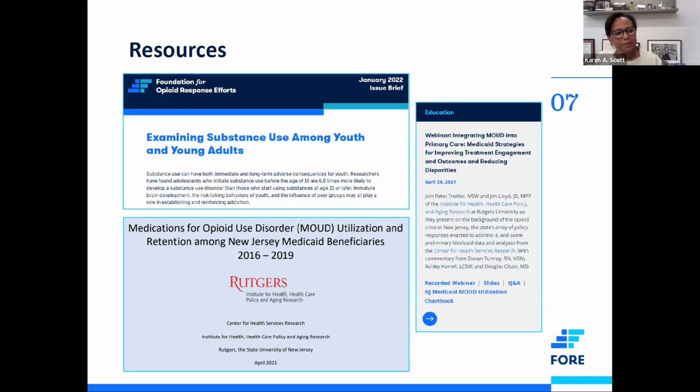We also continue to develop our resources, and on our website, you will find issue briefs that help highlight the work of our grantees and what we are learning as the work develops, as well as links to our prior webinars and other materials and resources and products that are being developed directly by our grantees, such as our grantee Medicaid chart book developed by our team at Rutgers, who you'll hear from.